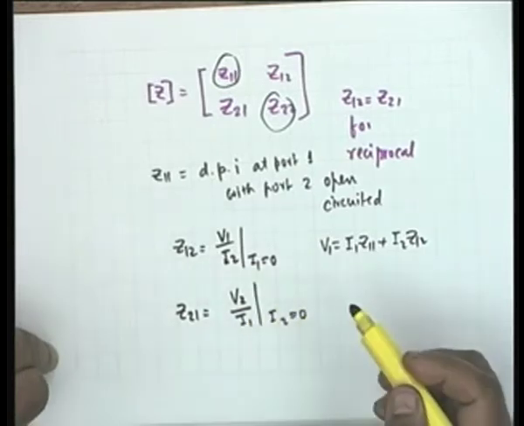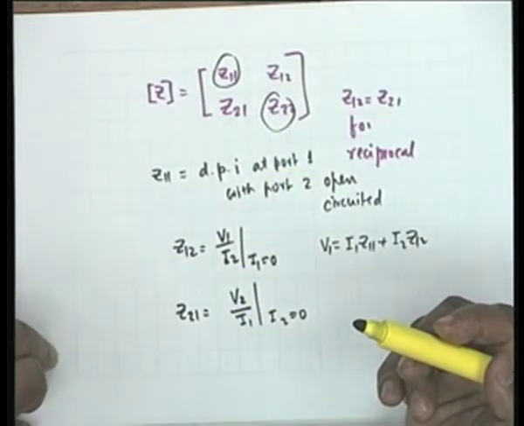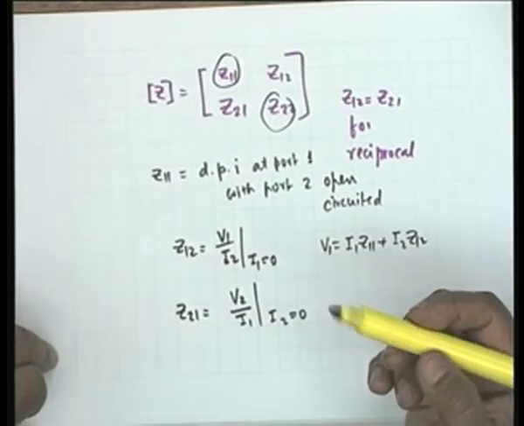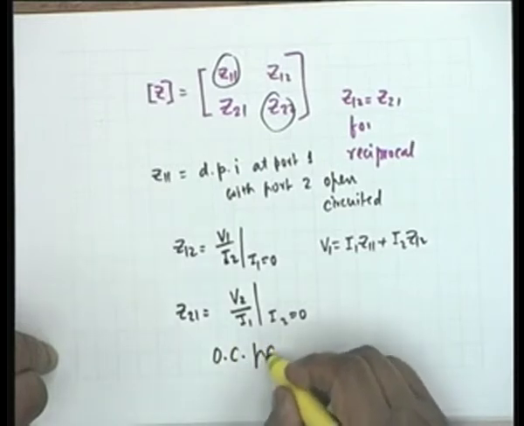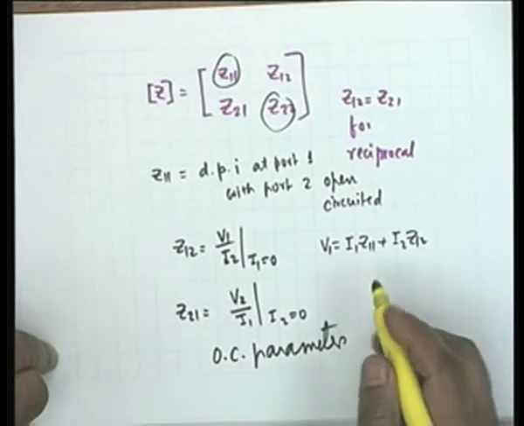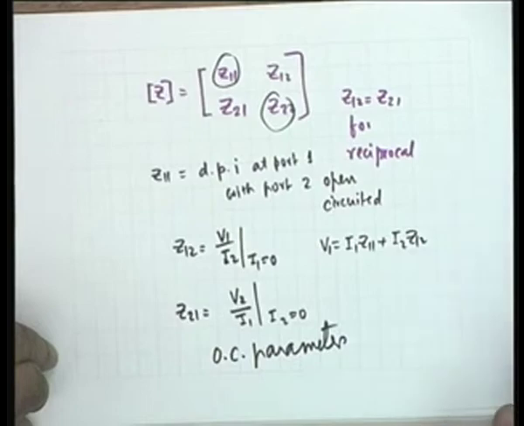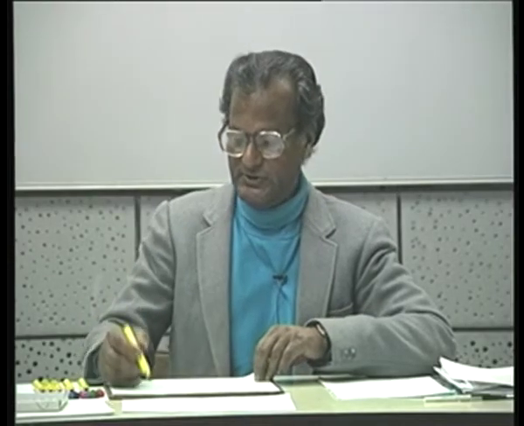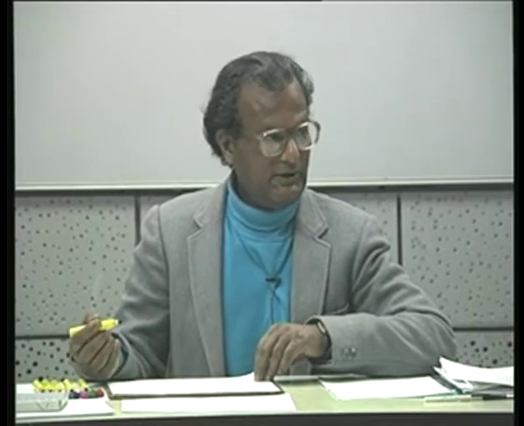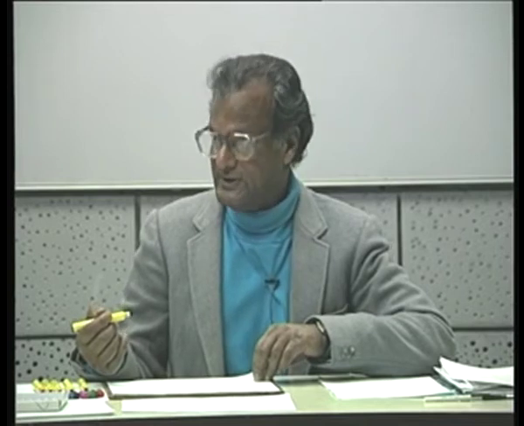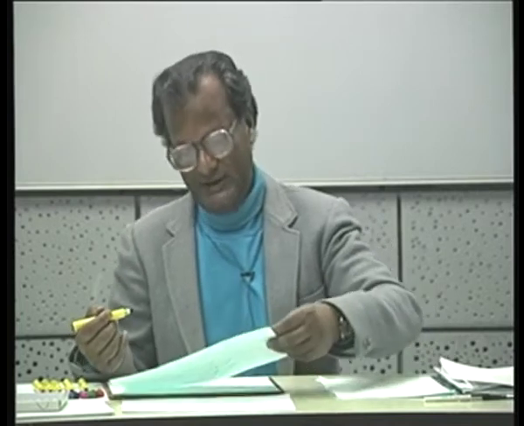Again, port 2 is open for this, and therefore all these 4 parameters are measured with one of the ports open circuited, and therefore these are called open circuit parameters, sometimes called open circuit Z parameters. If Z12 is equal to Z21, that is, reciprocity holds, and if the network is 3 terminal, then a particularly simple equivalent circuit can be derived like this.